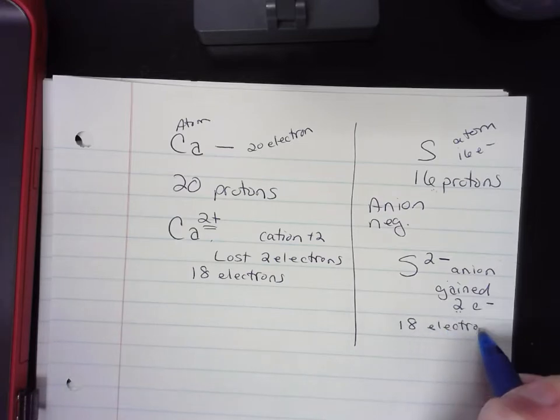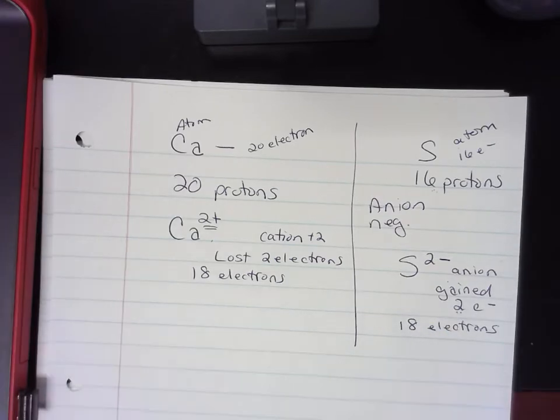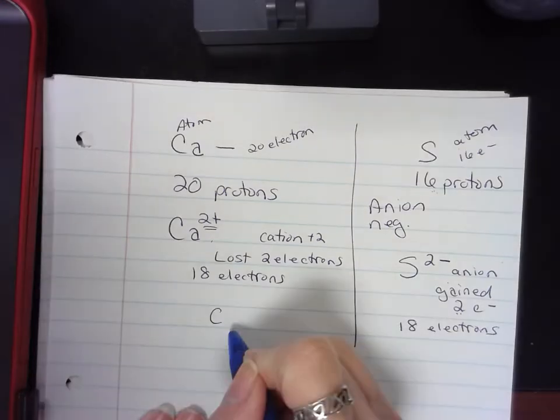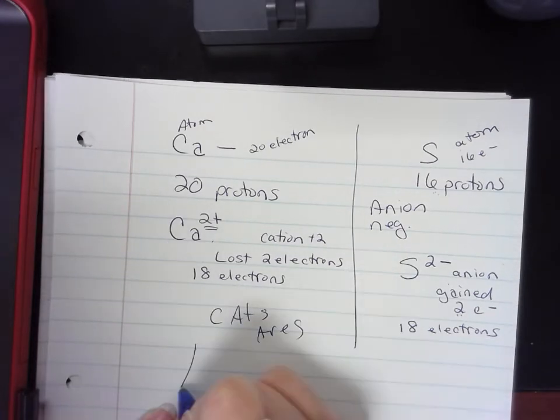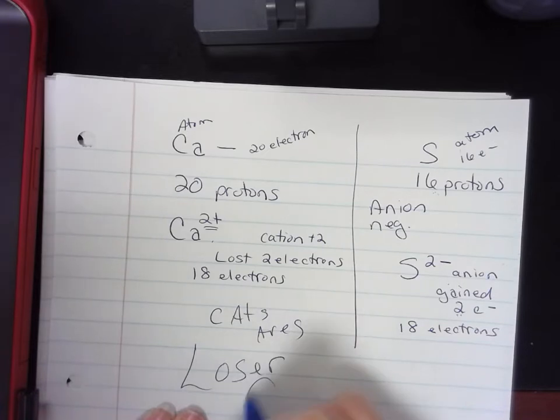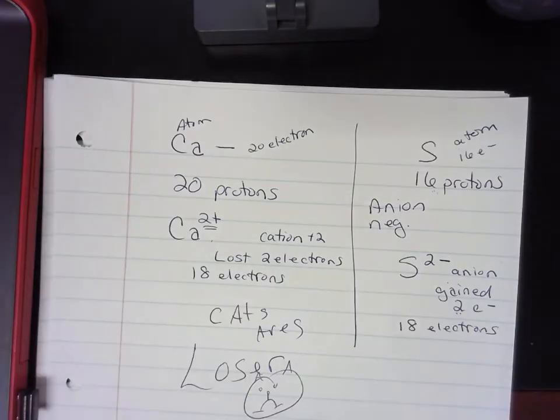Okay? So the cations lose electrons. So it's going to make some of you mad, but just remember this. Cats are losers. Loser. So he's not happy because he's a loser. Okay? So your cations are going to lose electrons. Your anions are going to gain electrons.